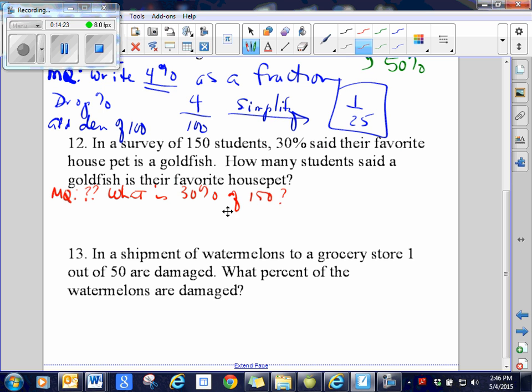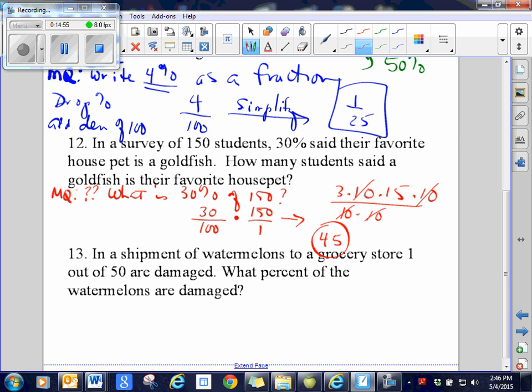So 30% of means multiply. There's the multiplication. There's the 150. 30%. We've got to get rid of that percent sign to be able to do a math operation with it. Drop the percent sign, add a denominator. Let's go over here. Let's do a single fraction bar. I'm going to think of 100 as 10 times 10, 3 times 10, and 15 times 10. The 10s cancel, and we get 45. Not too many people say that their favorite pet is goldfish.